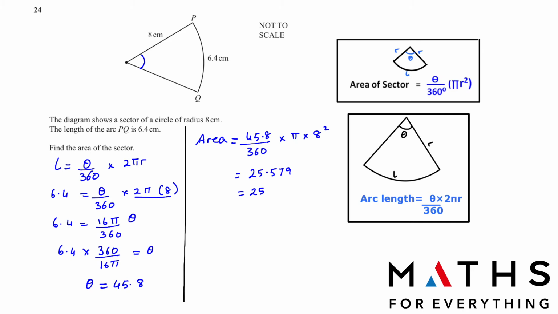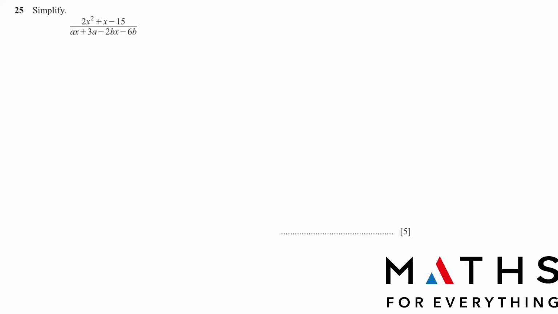So when you round it, let's round it to one decimal place. 7, we add 1 here to the number before. So 25.6 square meters. You need to know these two formulas. Please write them down. Question number 25 is a 5-mark question.